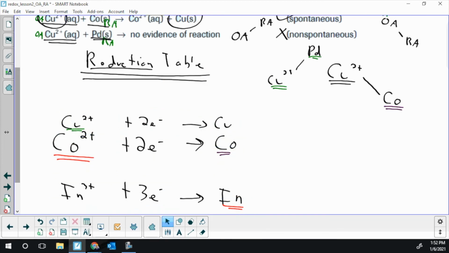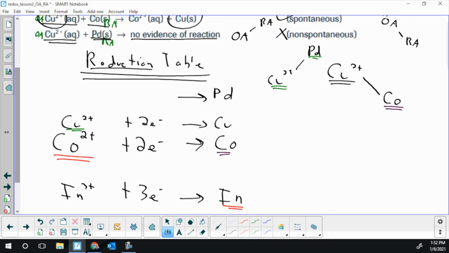Now, on the smartboard, it was easier for me to pull things down. Hopefully, you have a little bit of space above the copper to stick in a half reaction with Pd. Okay. Now I've got to somehow build a half reaction. From this, we typically look at the products to figure out the other chemical, and there was no evidence. We don't see any products.